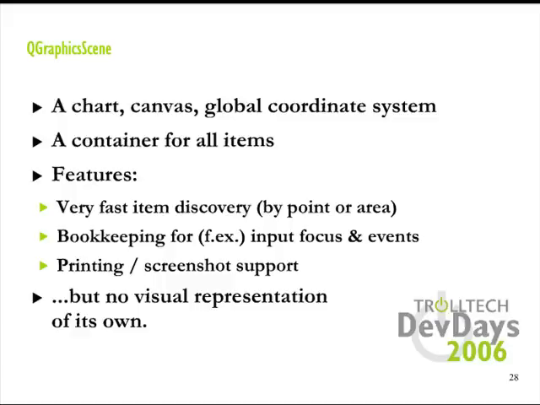Some of the things it provides is fast item discovery. If the user clicks someplace, you need to quickly figure out which items are intersecting this particular click point. What item are you clicking on? If you have 10 million items, doing a linear search through that is pretty slow, so we need something that is a bit faster. We also have some convenience functions in the scene to make it easy to do printouts and screenshots. I'll actually show an example of how to do that a little bit later.